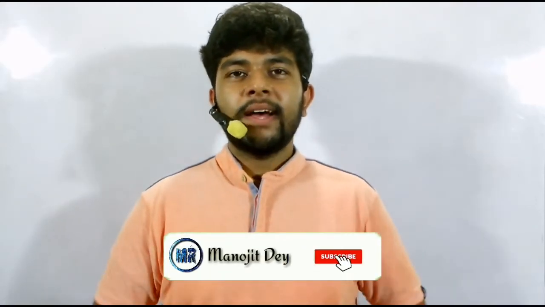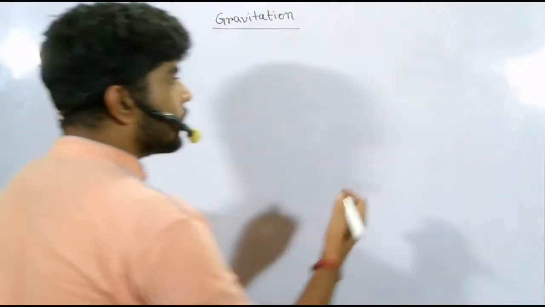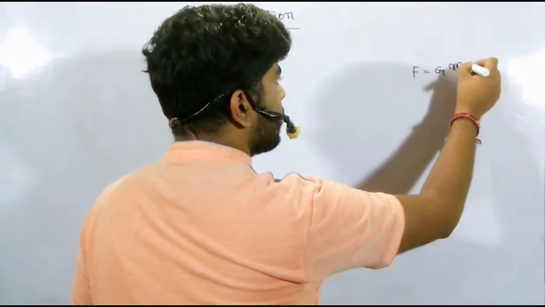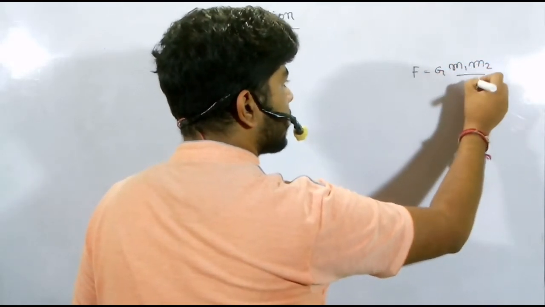So previous day I discussed about the gravitation. This is part 2 of the chapter gravitation. In the first part we have discussed the gravitational force, Kepler's laws and the universal gravitational law. What we get from the universal law is force equals G m1 m2 by r square.